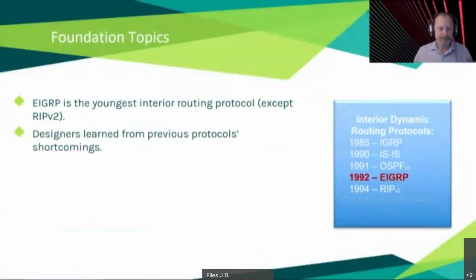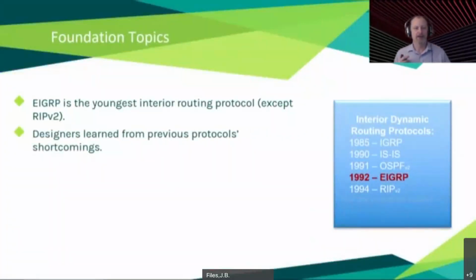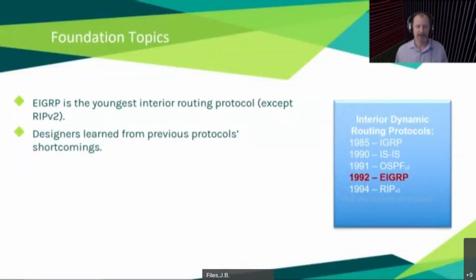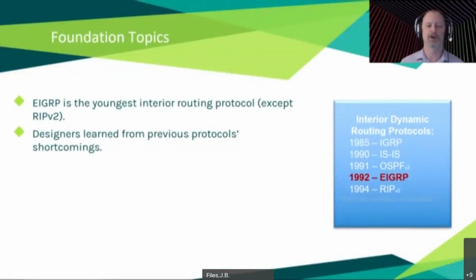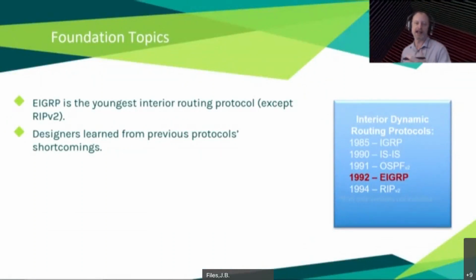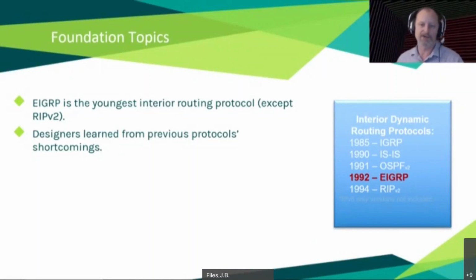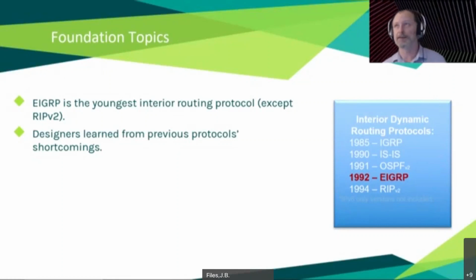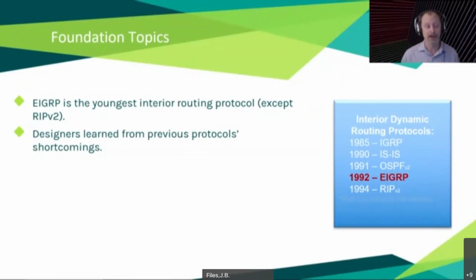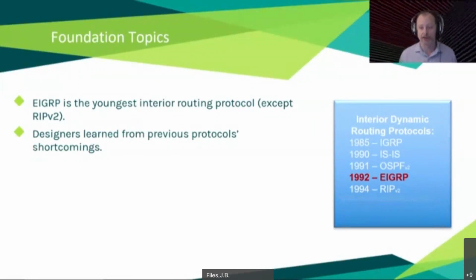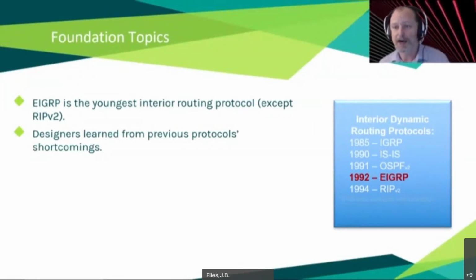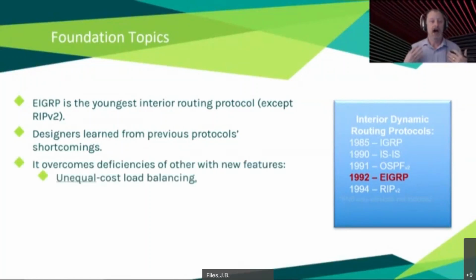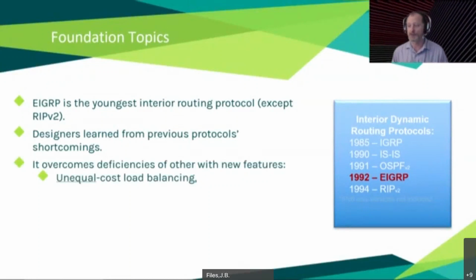All right. So aside from RIP v2, EIGRP is the youngest interior routing protocol in the sense that it's from 1992. And so what that means is it was designed after we learned a lot of lessons from the other interior routing protocols. Okay. It has features that none other, like OSPF or ISIS, have, including unequal cost load balancing, right?